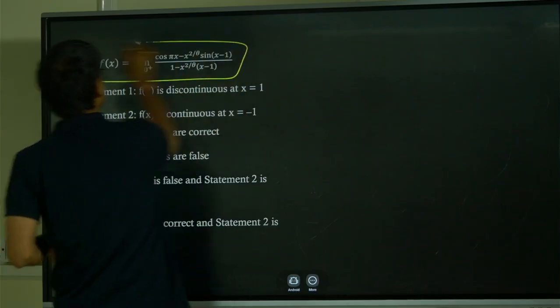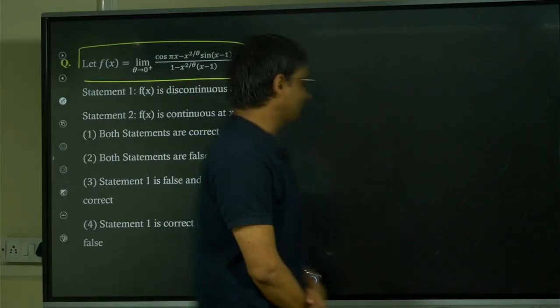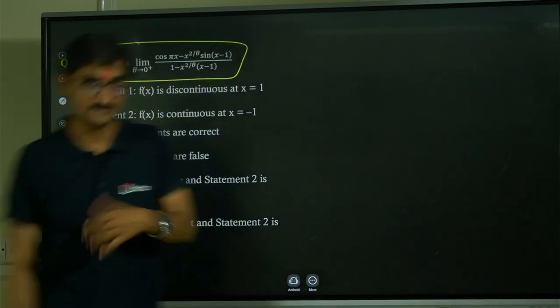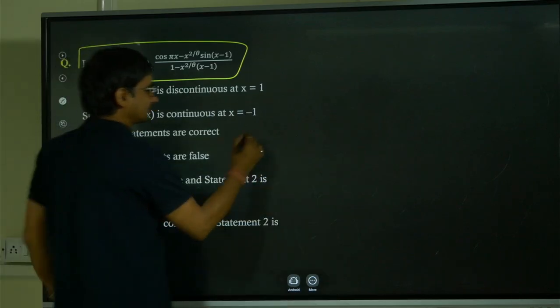Let f of x be this. Statement 1: f(x) is discontinuous at x is equal to 1. It is continuous at x is equal to minus 1. See, that's interesting.